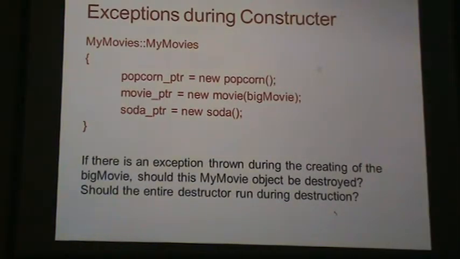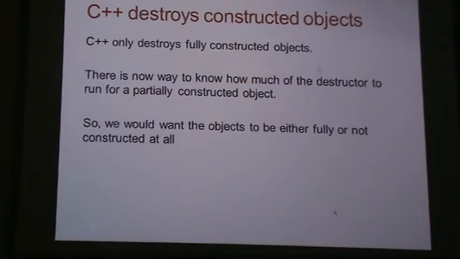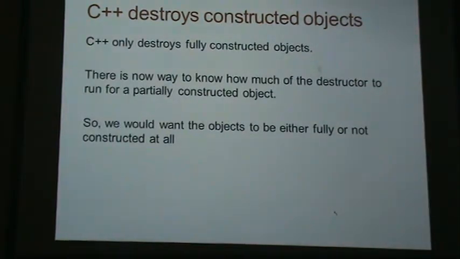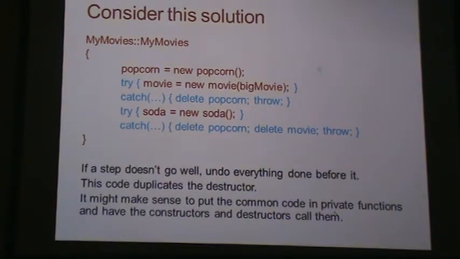So they decided partially constructed objects just don't get destroyed. And then they, I guess, want you to be concerned about that as the programmer. So you need to know they don't get destroyed. So C++ only destroys fully constructed objects. There's no way to know how much of the destructor to run on a partially constructed object. So we would want the objects to either be fully constructed or not constructed at all. That would be great, so we don't want any partially constructed objects.